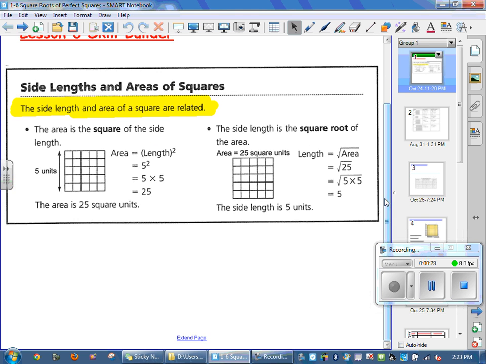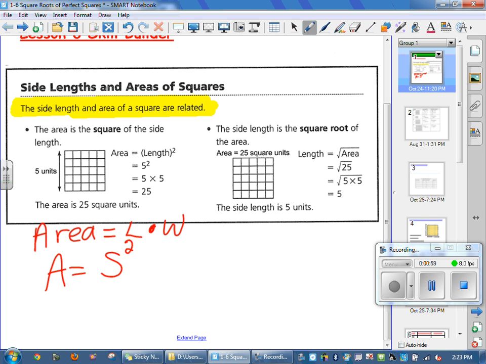If we take a look at what's in this box, it says side lengths and areas of squares. Whenever we find the area, we're counting everything inside. Now, the side length here is 5. Area is always length times width. But we know that our length and the width are the exact same size, so we can also say that area is equal to side squared. So area of a square where the sides are the same, we get side squared.